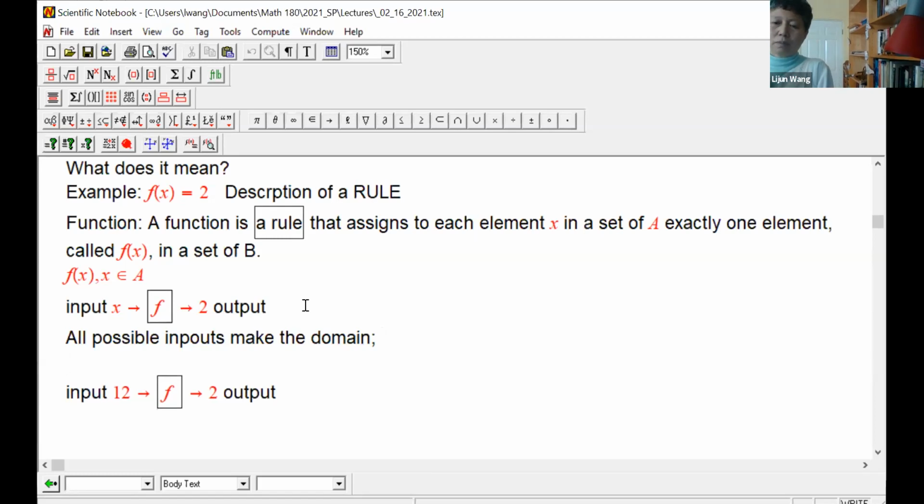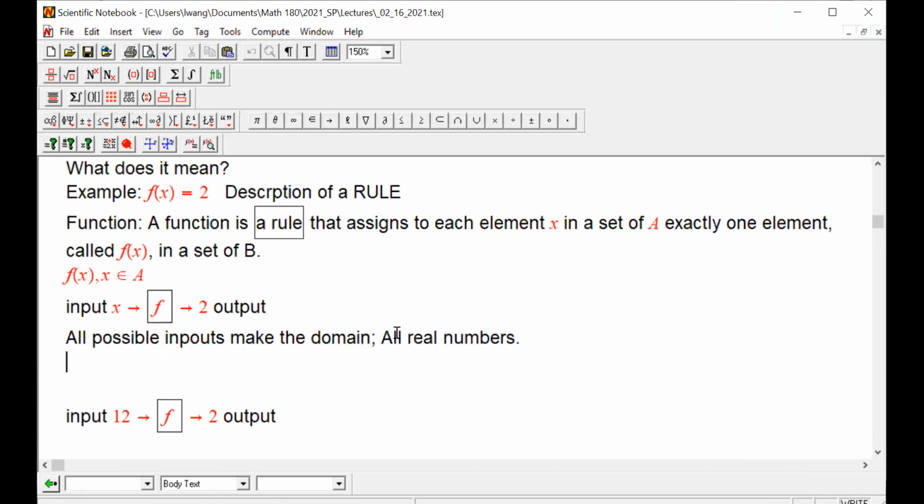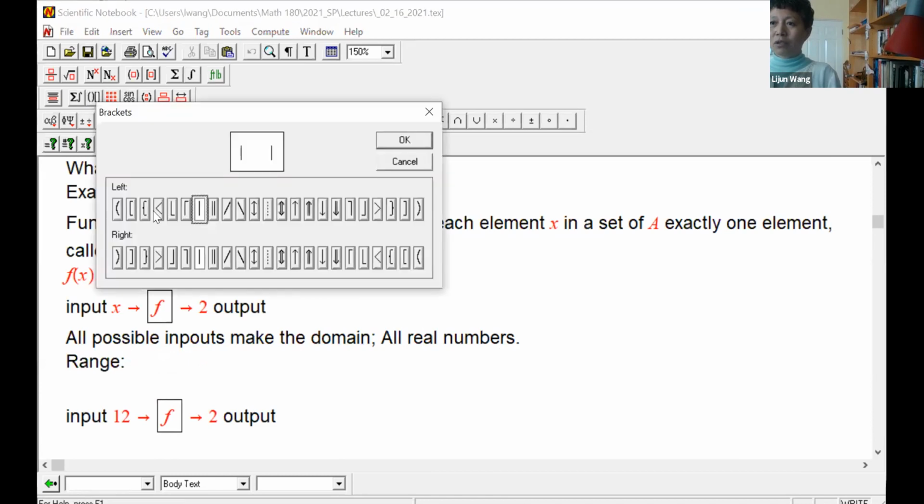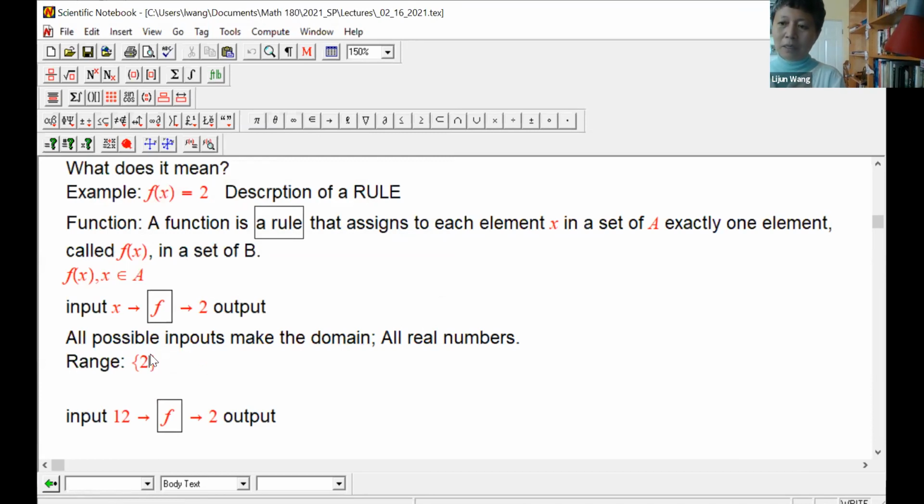And what's the range? So in this case, the input is all real numbers. So what is the range? Would the range be 2? That's right. There's only one number in the range. Okay, so the range is a number, we're going to put it in curly brackets, because in the range there's only one number. For every input, there's an output.